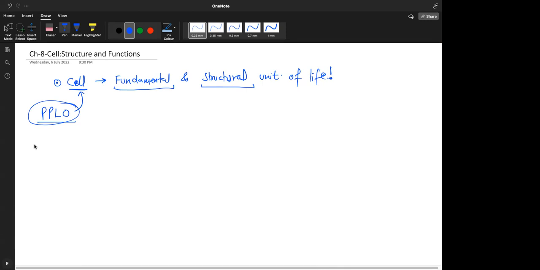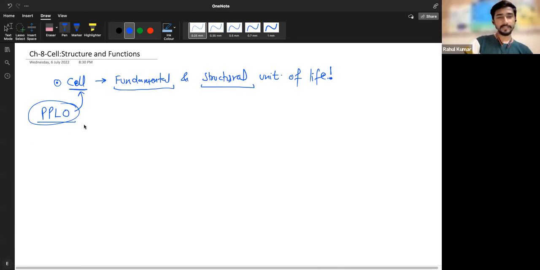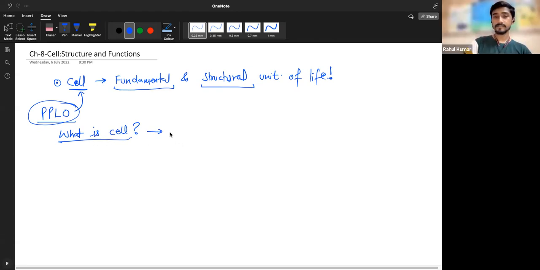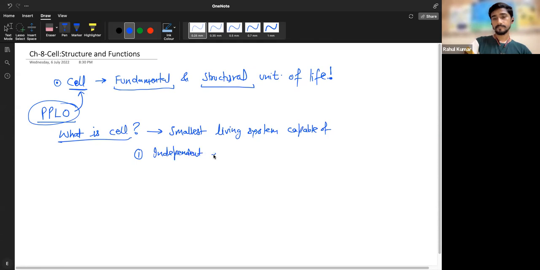Very good. So first, to begin with, again, the question is, what is a cell? So you understand that, write down, a cell is the smallest living system capable of first independent existence.